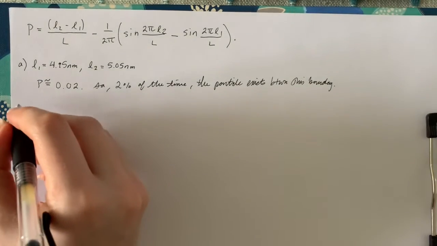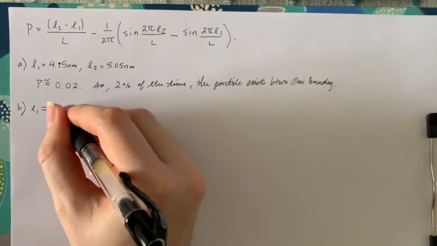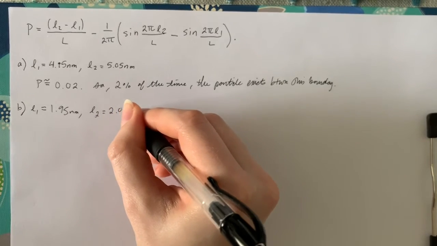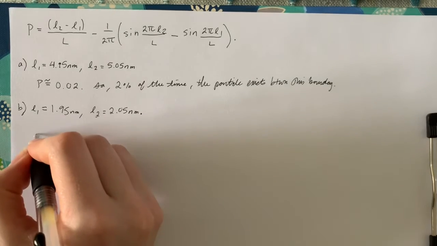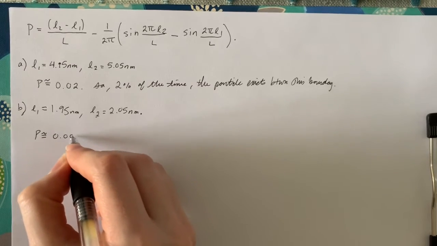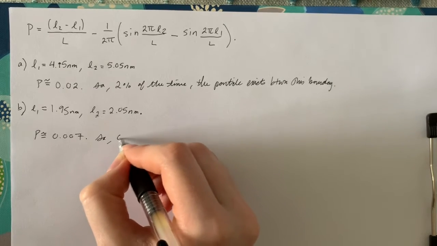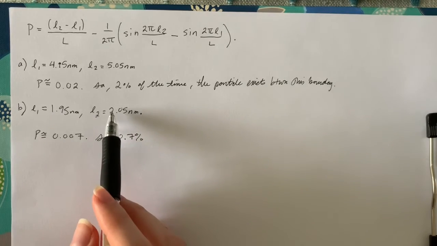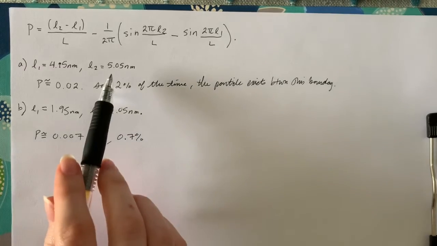Okay, for part B, we're given L1 equals 1.95 nanometer and L2 equals 2.05 nanometer. And for this, after you plug and chug, you should get a value of 0.007. So 0.7% of the time, you're going to find the particle within this boundary. And it's a bit smaller.